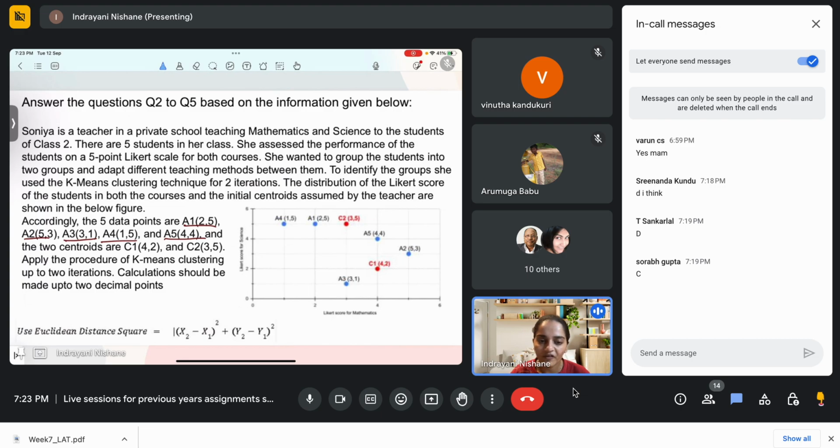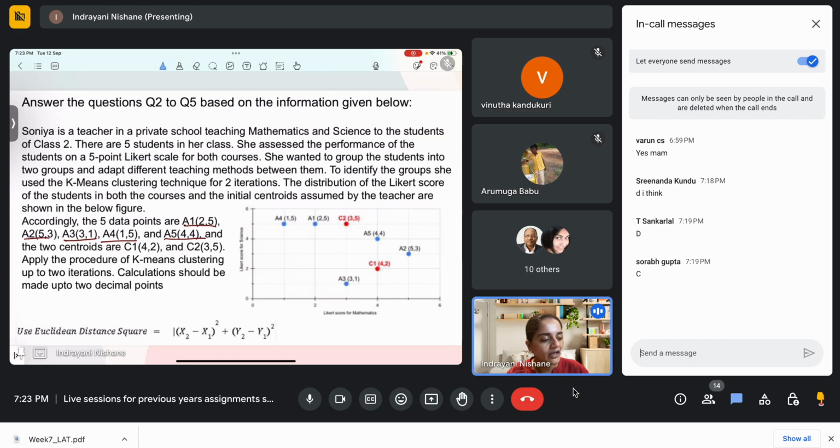As usual, we will be doing calculations together. So please sit with pen, paper and calculator, so that we are speeding up with the calculations. These are 5 data points: A1, A2, A3, A4 and A5. Coordinates are given. Right now we will call these data points coordinates.